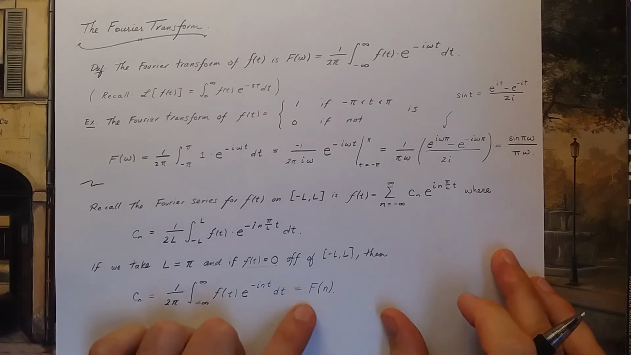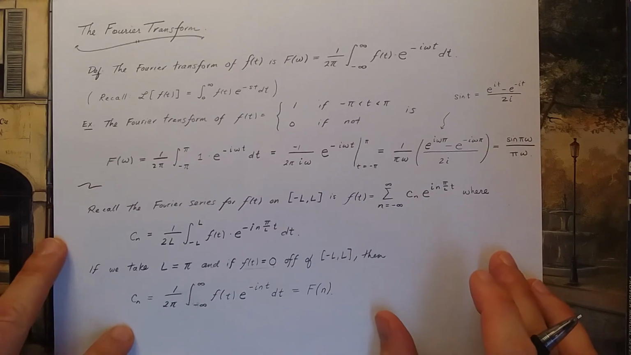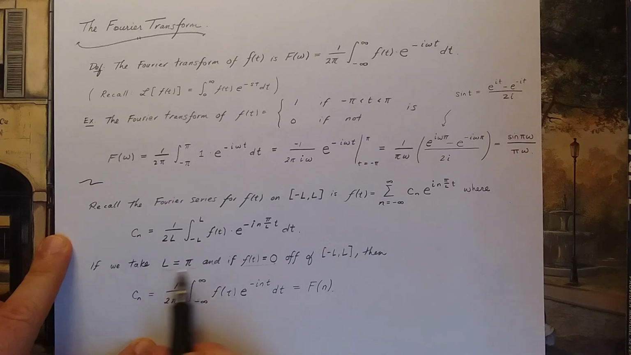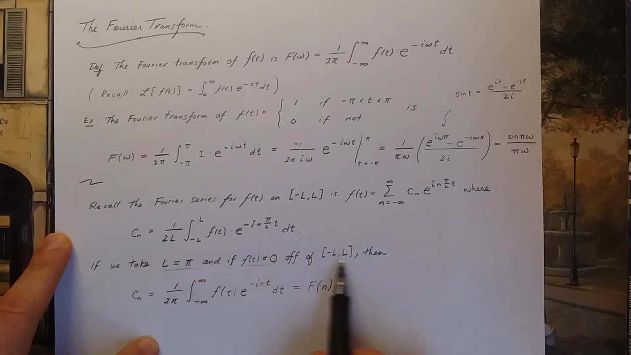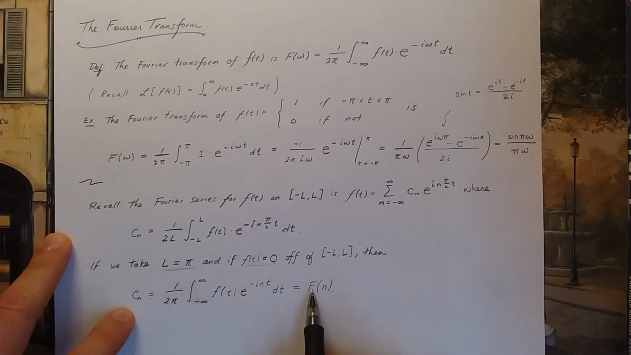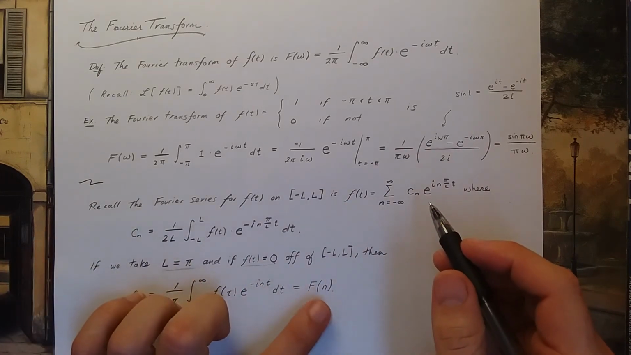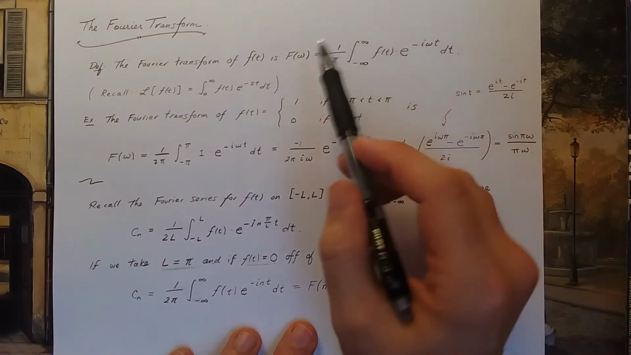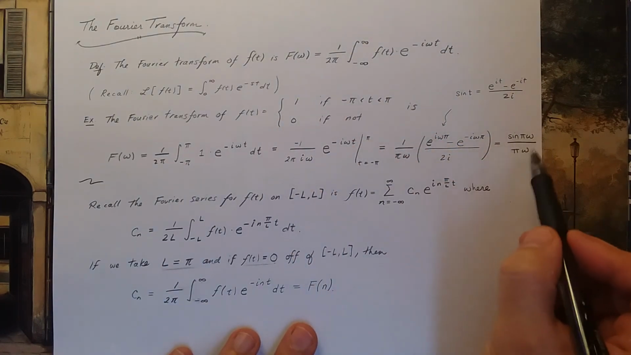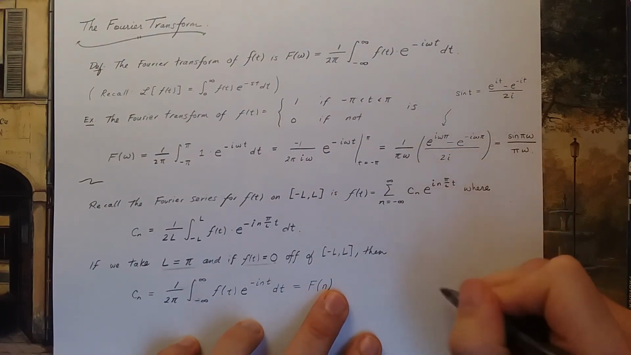So what this is saying is, under certain conditions, under the conditions when I take L to be pi and if the function is 0 off of the interval, then the Fourier transform gives you the coefficients in the Fourier series. The Fourier transform, however, is a continuous function of omega. It's a continuous function. So the picture might look something like this.